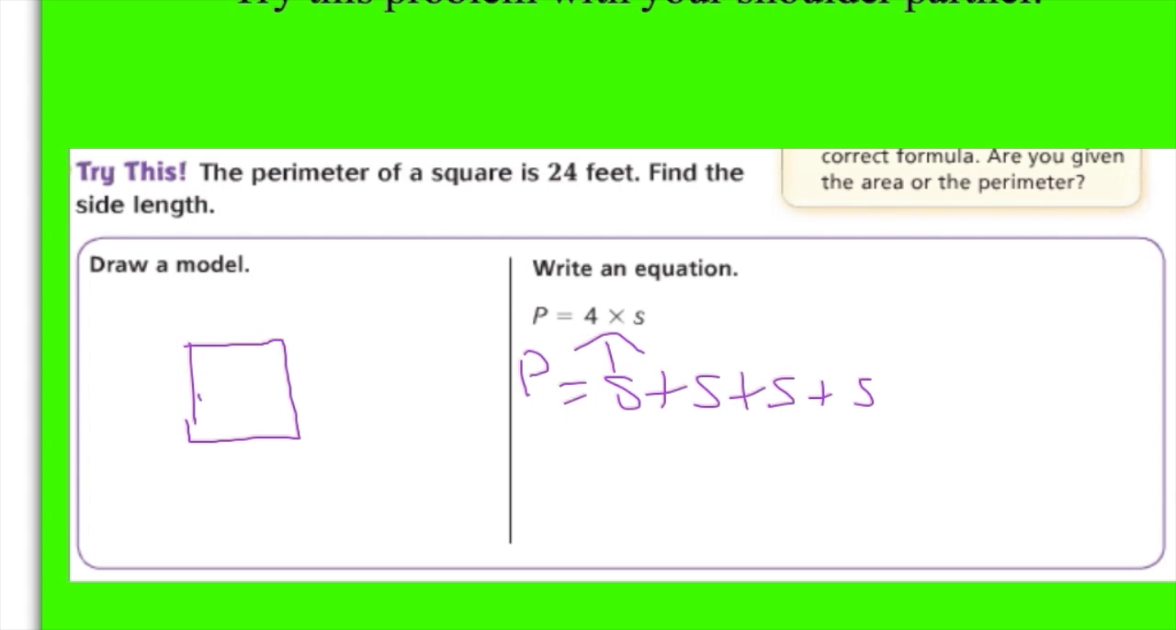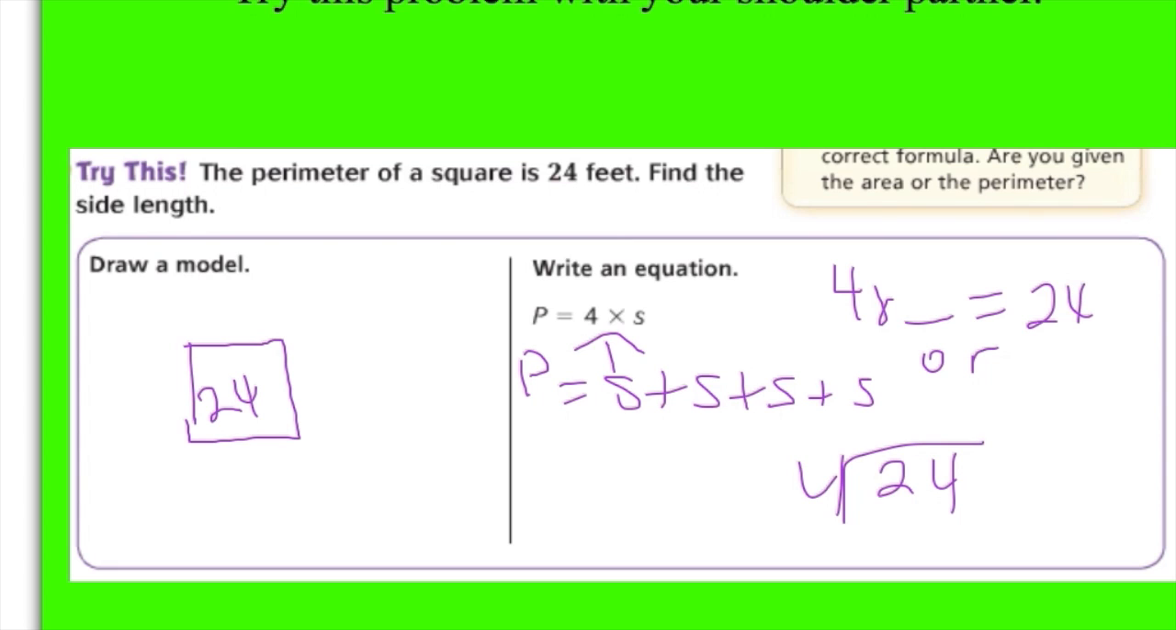So I know that it is 24 feet. So if I know the perimeter and each side is going to be the same, I could say 4 times what number gives me 24. So 4 times what equals 24, or 24 divided by 4. And that would be what? 6. So my missing number would be 6. And if I added 6 plus 6 plus 6 plus 6, I would get 24.